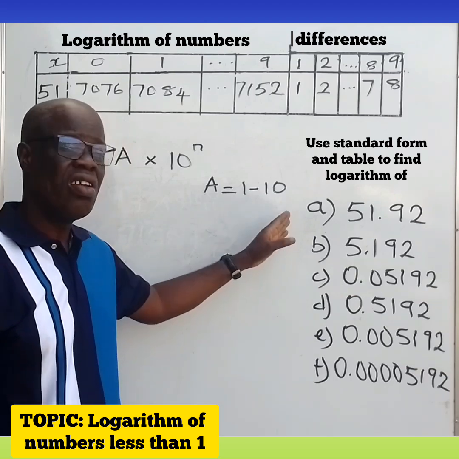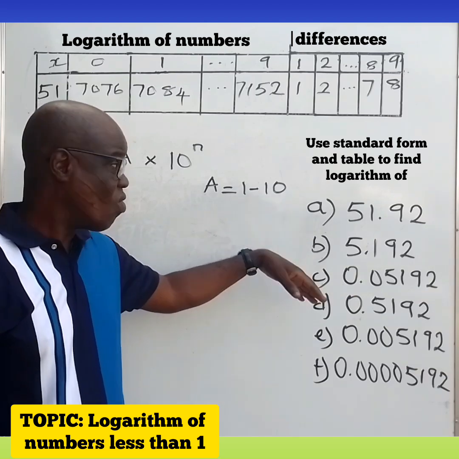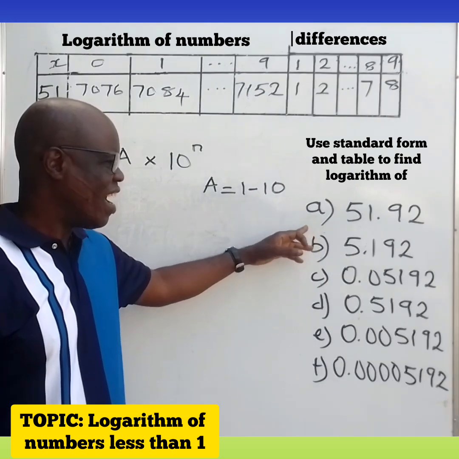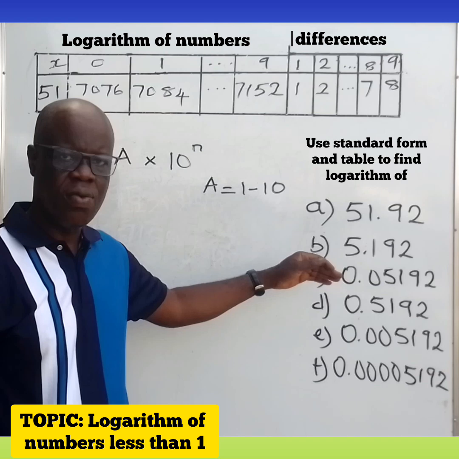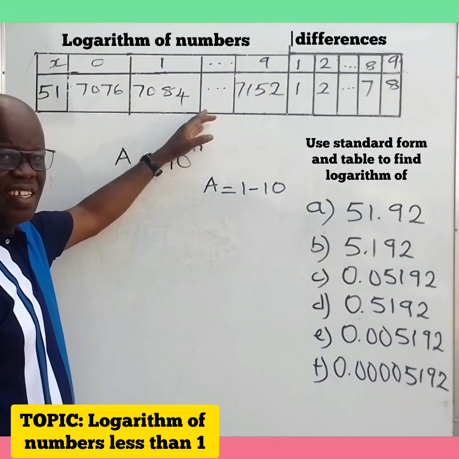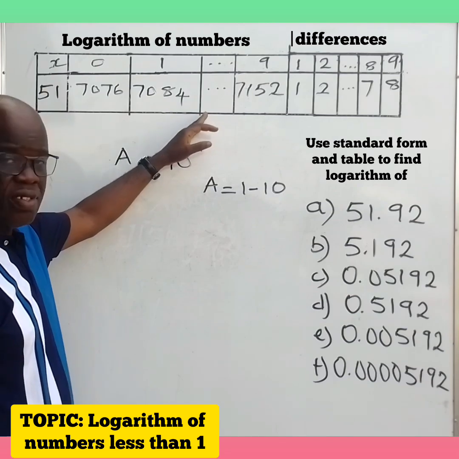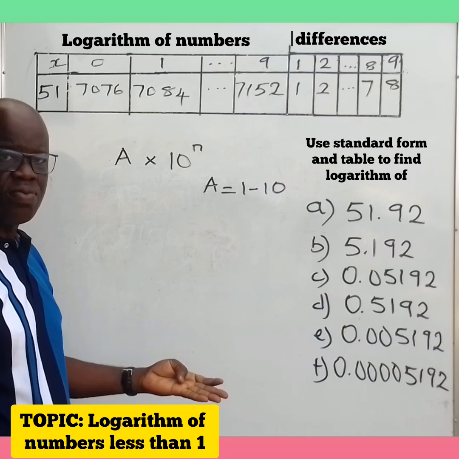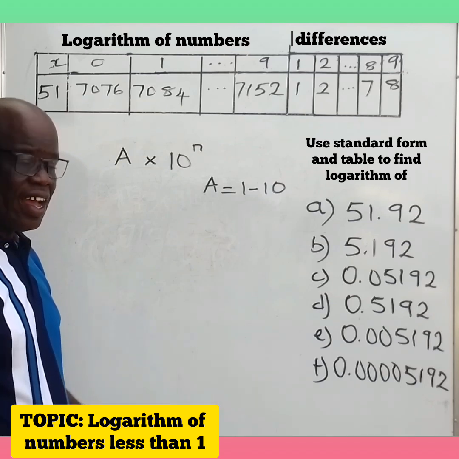We have been talking about logarithm of numbers that are greater than 1. And as a way of recap, we will do the first one and the second one. That is logarithm of numbers that are greater than 1. What I have done here is to extract the portion of the logarithm table that is needed for me. So when you are given a question, just open your logarithm table and find the relevant aspect.